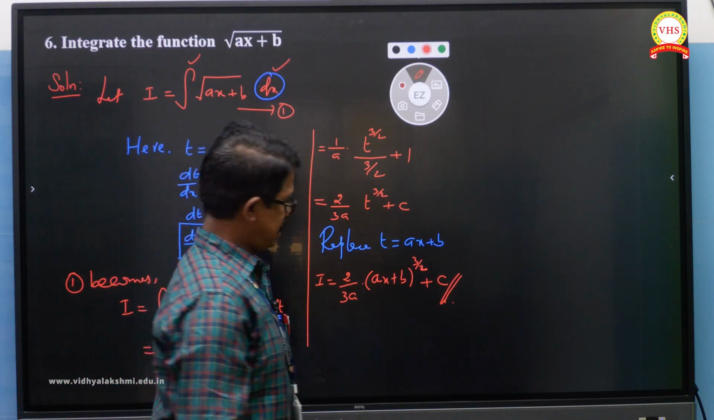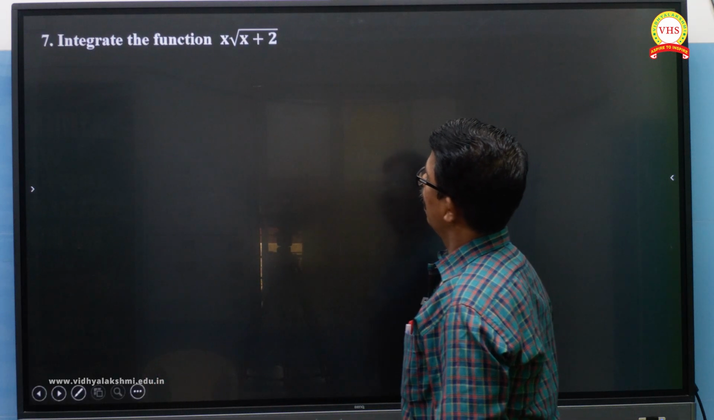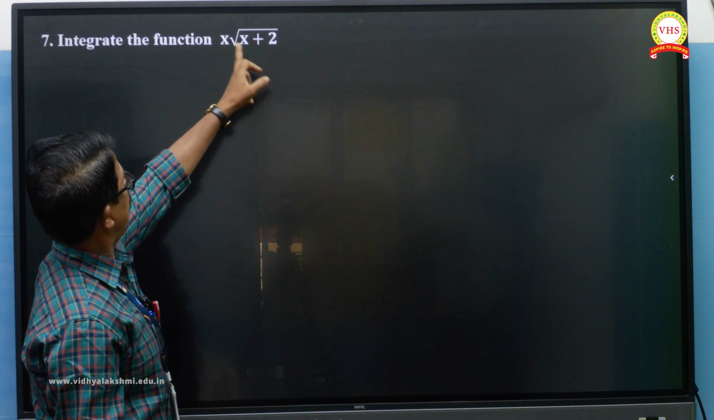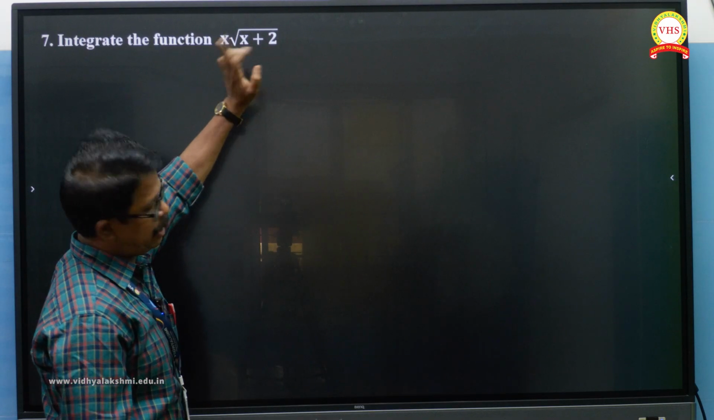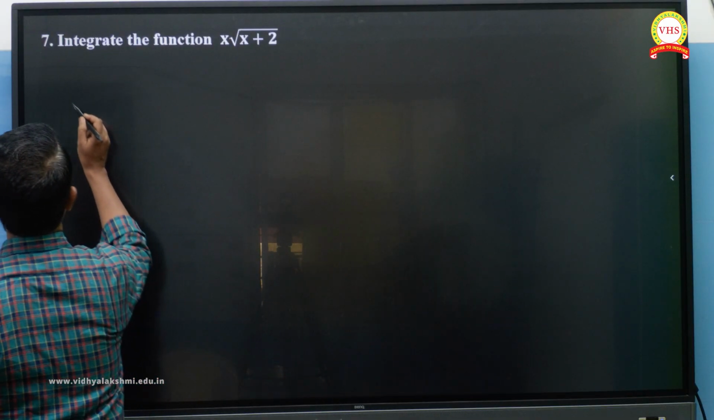Question number 7. Yes, question number 7 is what? Last time we saw the sum ax plus b. Now it is ax plus b into root of x. That time we need some adjustment. Now the solution of this.